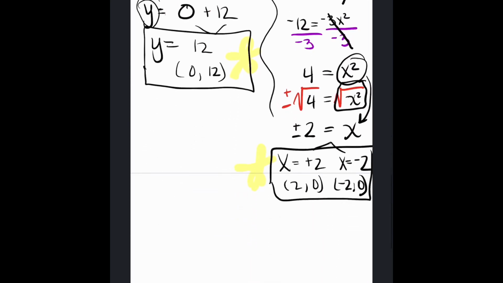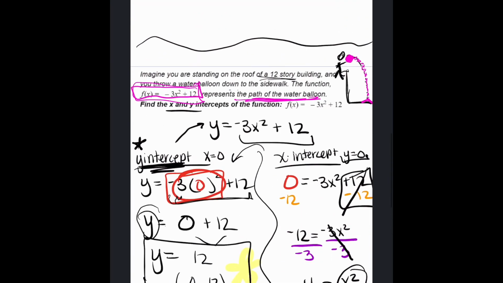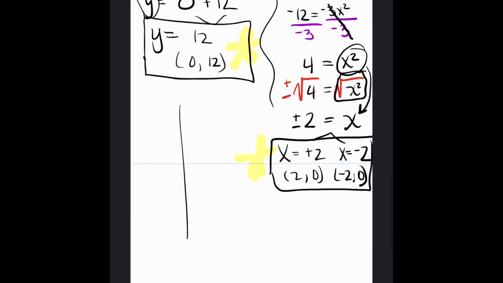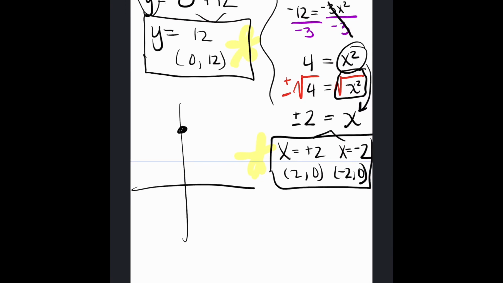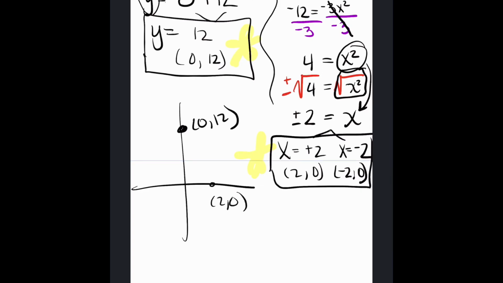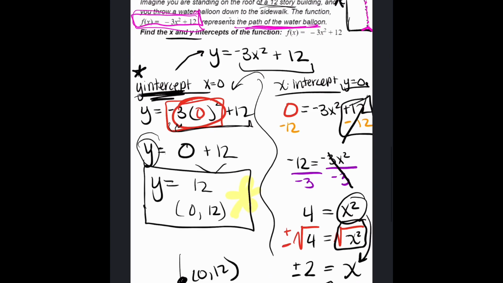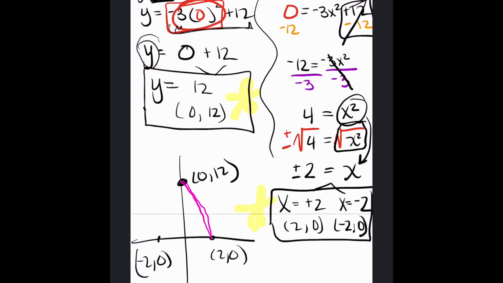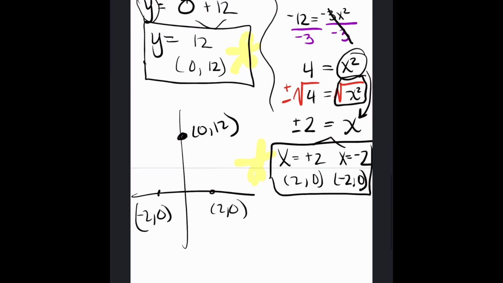So if we think about what all of our intercepts mean, I know the problem didn't necessarily ask you to do this, but I just want to make sense of it. Our y-intercept is 12, over 0, up 12. So that would be, let's say, here, over 0, up 12. We have my two x-intercepts, which are (2, 0) and (negative 2, 0). So what this represents is the path of the water balloon. But notice the water balloon is only going to travel from the 12-story building here, and this is where it splats on the sidewalk here.